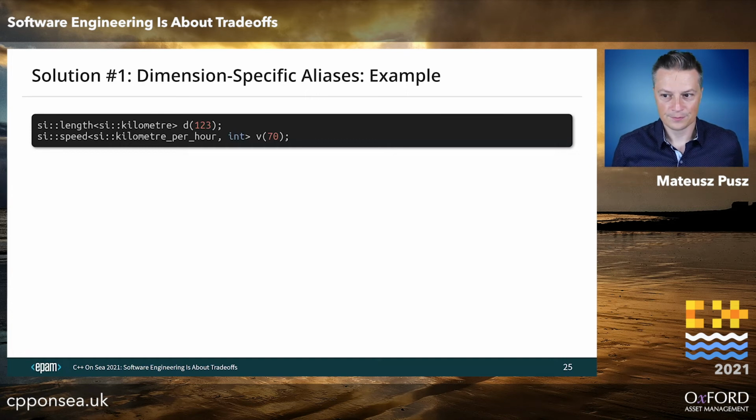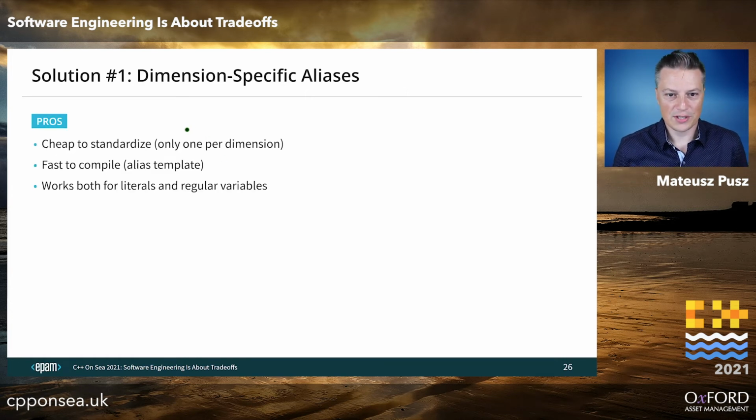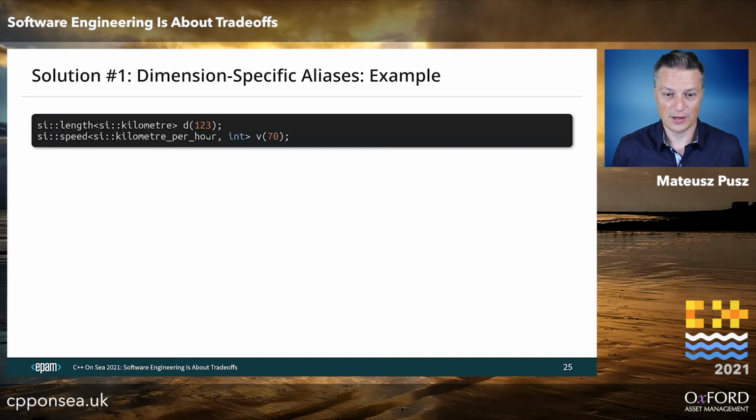This is quite fine. It's for sure cheap to standardize because there's only one alias per dimension, and the number of dimensions is finite, so it's not that much. It's fast to compile because alias templates are one of the fastest to compile, according to the rule of Chill that I was discussing in my other talks. It works both for literals and regular variables. So you can provide here a compile-time known value or a function argument, and it will work fine for both cases.